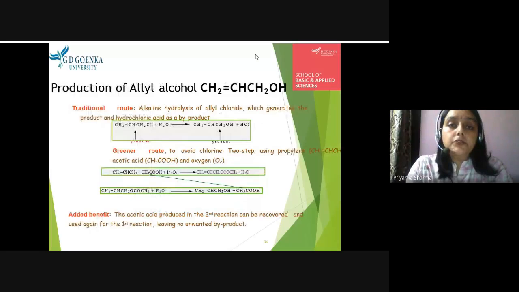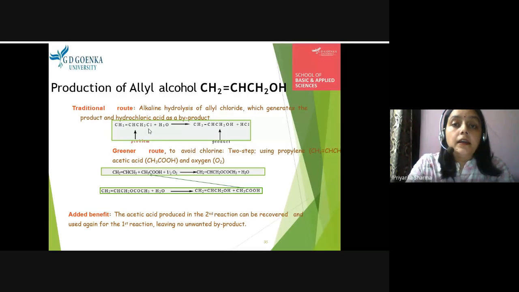Now another example, that is the production of allyl alcohol. In allyl alcohol production, the traditional route is from allyl chloride with water. It goes to allyl alcohol with the formation of HCl. So we have to avoid the production of this HCl during this process. A greener route was proposed where this allyl alcohol is prepared by reacting allyl with acetic acid. We did the oxidation, and finally we got the product, allyl alcohol, with the formation of acetic acid. This acetic acid can further be used as a starting material for this conversion.